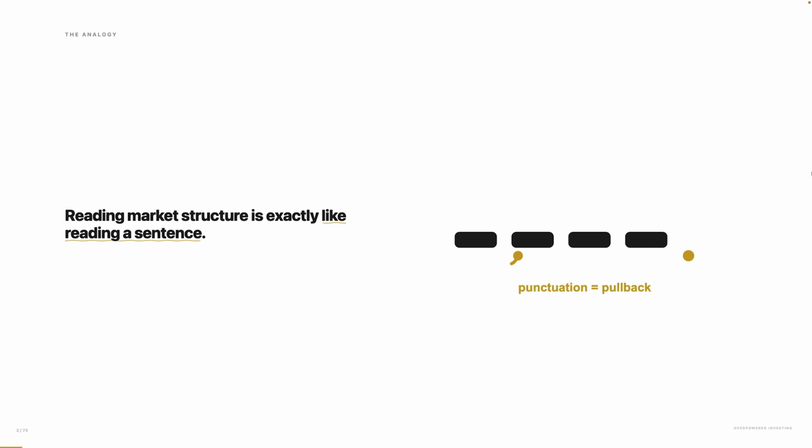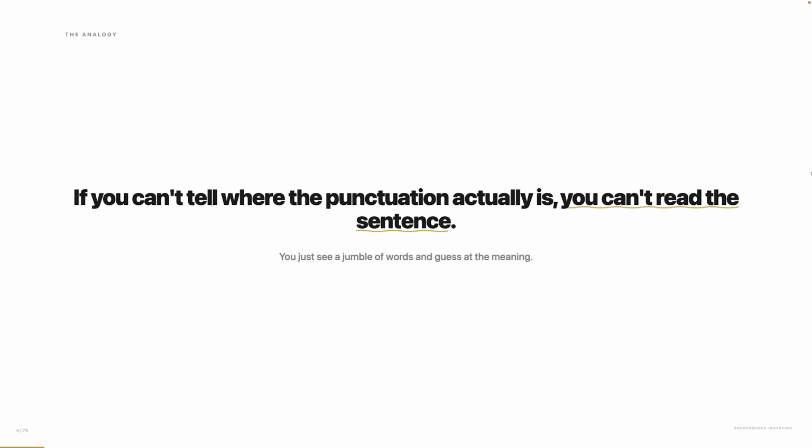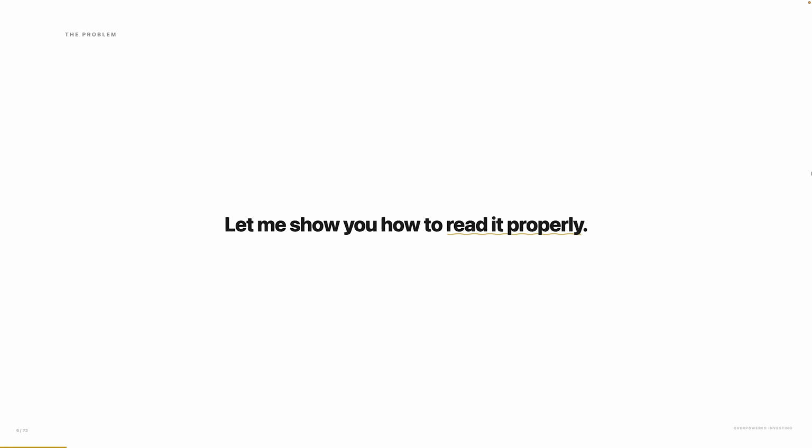Reading market structure is exactly like reading a sentence. Each move in the trend is a word. And a pullback is just a punctuation. It's a comma or a period that tells you that one thought has ended and the next one is about to start. If you can't tell where the punctuation actually is, you can't read the sentence. You just see a jumble of words and guess at the meaning. That's what's happening on your charts right now. You are guessing at the punctuation. Let me show you how to read it properly.